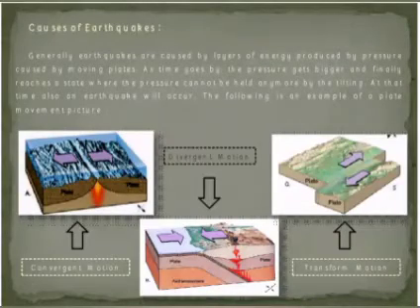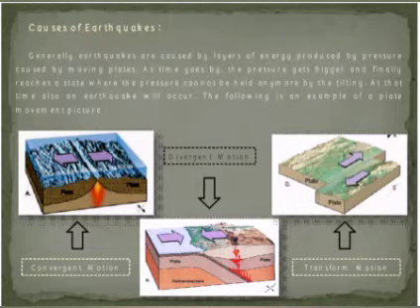Cause of earthquake. Generally, earthquakes are caused by layers of energy produced by pressure caused by moving plates. As time goes by, the pressure gets bigger and finally reaches a state where the pressure cannot be held anymore by the plates. At that time an earthquake will occur. The following is an example of a plate movement picture.